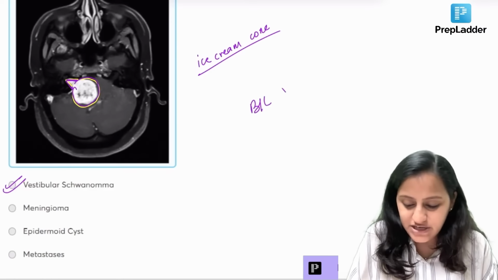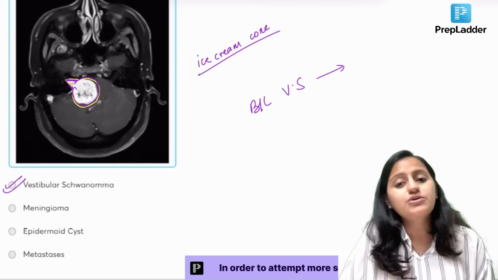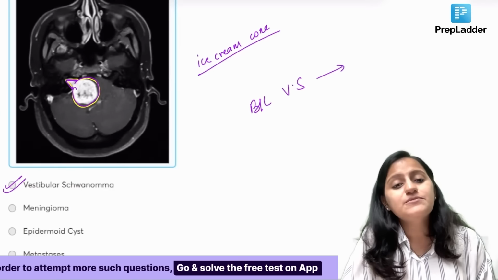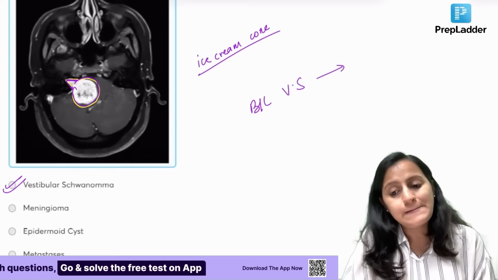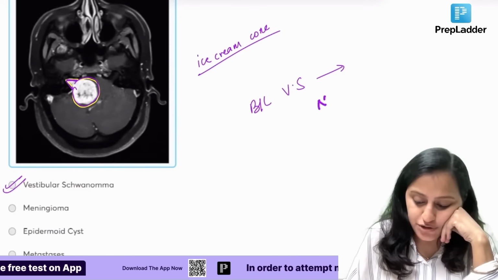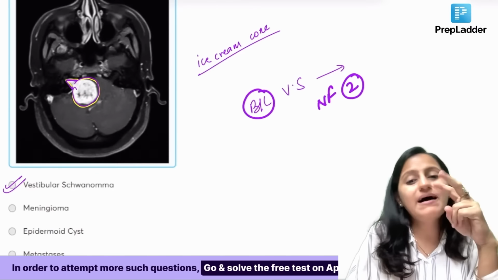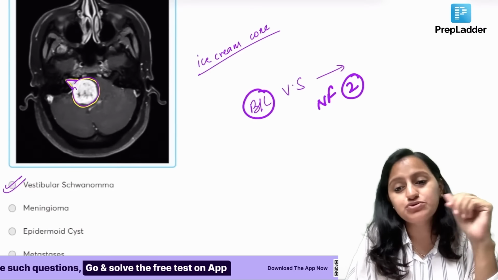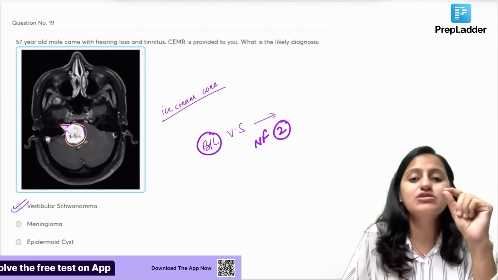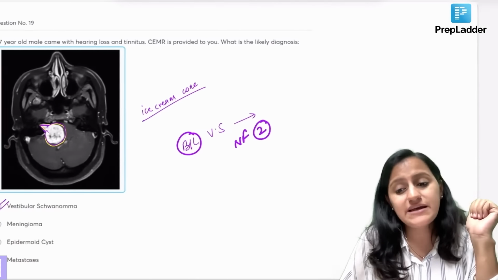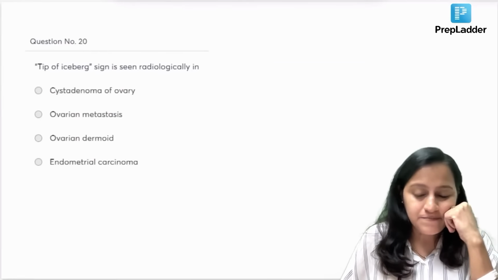In which condition do we have bilateral vestibular schwannoma? Bilateral vestibular schwannoma is the hallmark of? Very good. Neurofibromatosis. Which neurofibromatosis? Remember NF2. Bilateral is 2, NF is 2. So NF2 has bilateral vestibular schwannoma. Any patient with bilateral vestibular schwannoma is NF2. Okay, remember that.